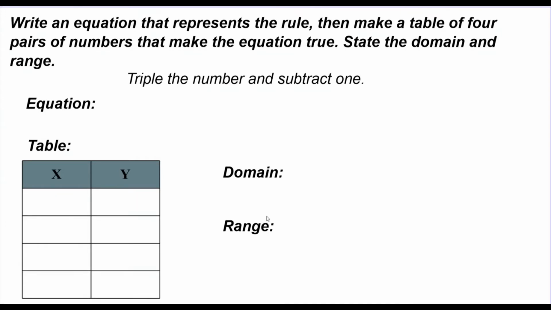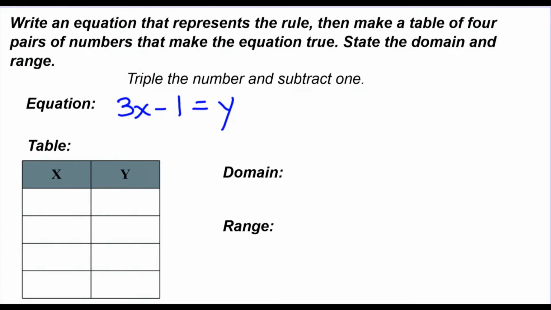So triple the number and subtract 1. So if I just pick a number, triple it, and subtract 1, I'm going to get a result. So again, this rule relates to values, and we'll call them x and y again, where x is our input and y is what we get out. So the equation here would be triple the number. So we're going to triple x and then subtract 1, and that's going to give us our result, or give us y. 3 times x minus 1 equals y. That's the equation for this relation.